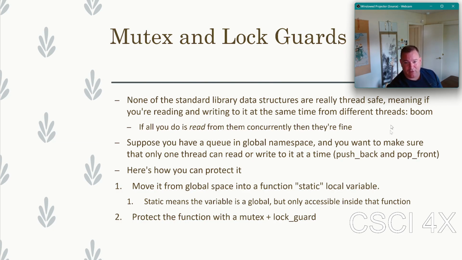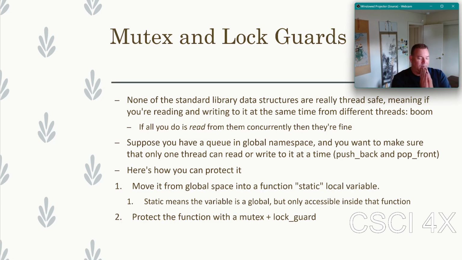So what we're going to do, if you have a queue in the global namespace, is first take it out of the global namespace and put it into either a class or a function. A class is probably better considering this is an object-oriented class, but I'm actually just going to put it into a function. That's fine. And then I'm going to add these things called a mutex and a lockguard so that only one thread can be in that function at a time.